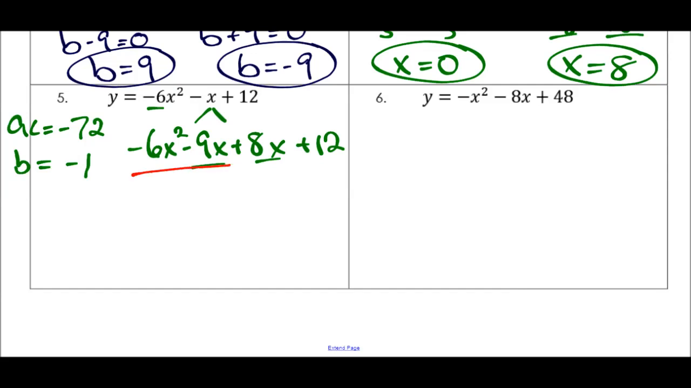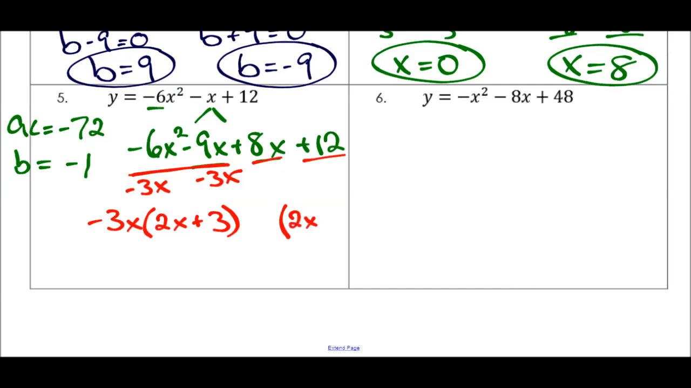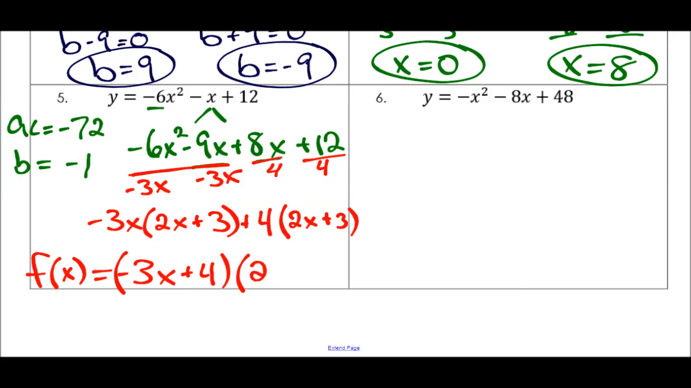Now I'm going to factor by grouping. I'm going to take something out of here. That's going to be a negative 3x. Could also be a positive 3x. That won't change anything. I'm going to divide each by a negative 3x. That gives me 2x and a positive 3. And then I have to divide this and this by something that gets me that same set of parentheses, 2x plus 3. I'm going to divide each of those by positive 4. So I have my two factors now. F of x is really the same thing as negative 3x plus 4 times 2x plus 3.